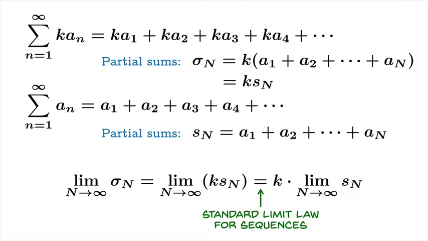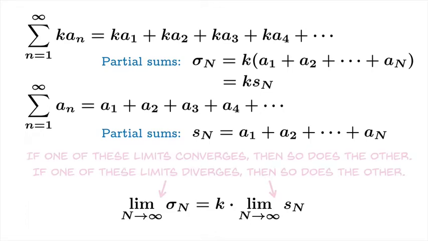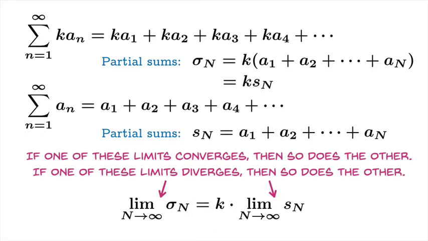This limit law is the doorway to get the finite operation of factoring and scaling across finite terms to the whole series. So what we've found is that the limiting value of the partial sums of the scaled series is just a constant times the limiting value of the partial sums of the unscaled series. And so what that means is, since k is not equal to 0, if one of these limits converges, then so does the other. And if one of these limits diverges, then so does the other. So they sort of come together in their convergence property.